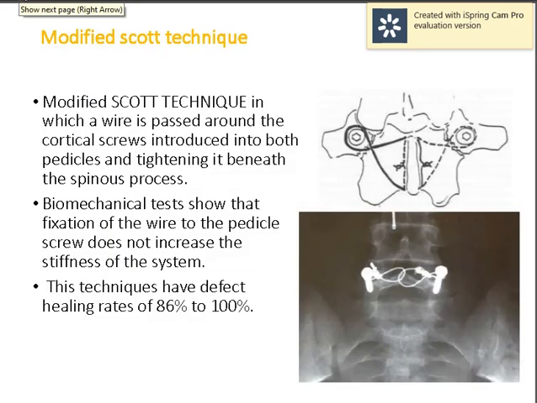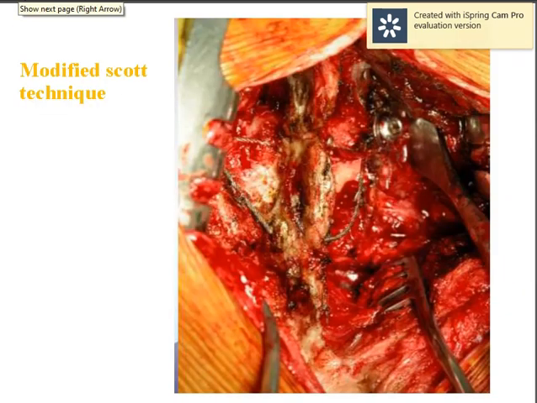This is the modified Scott technique. Wire is passed around cortical screws introduced into both pedicles and tightened beneath the spinous process. Biomechanically it shows that this fixation of the wire at the pedicle does not increase the stiffness of the system. This technique has healing rates of 86 to 100%. Modified Scott technique.